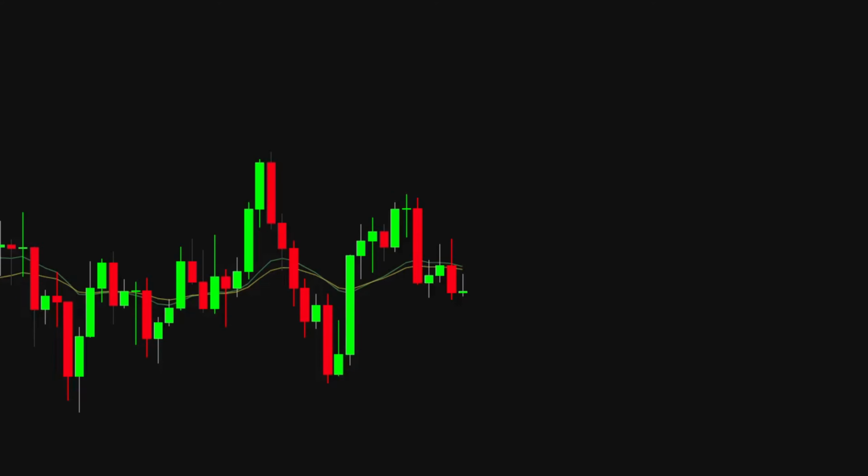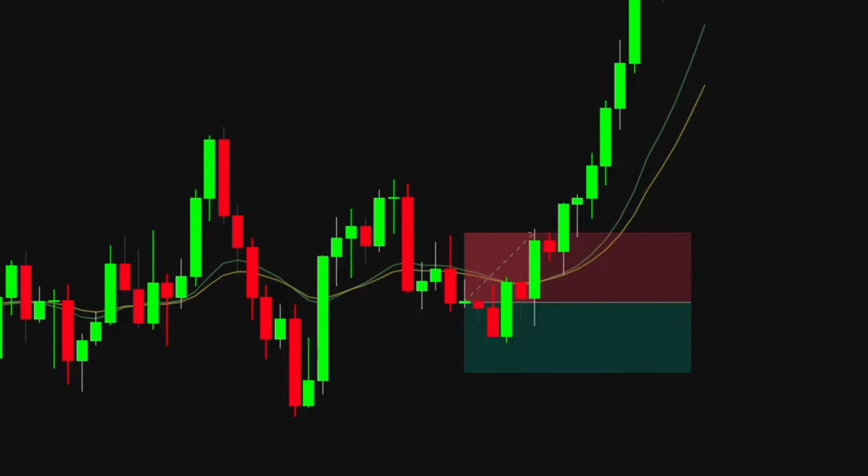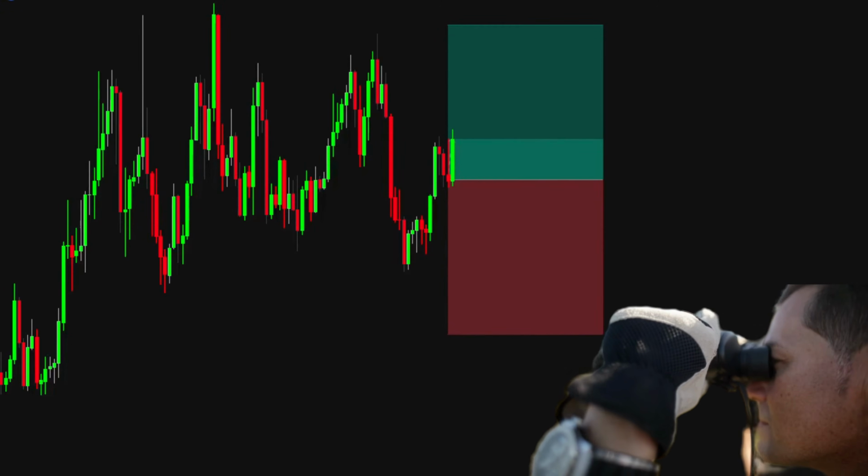Most traders have the same painful experience. The moment they enter a trade, price immediately moves against them. You wait for confirmation, you see the crossover, you click buy or sell, and within seconds you're in drawdown. It feels like the market is watching you, waiting for your entry just to punish it.